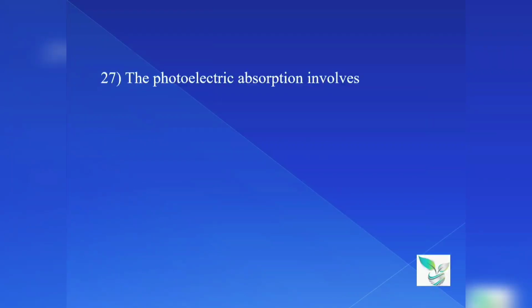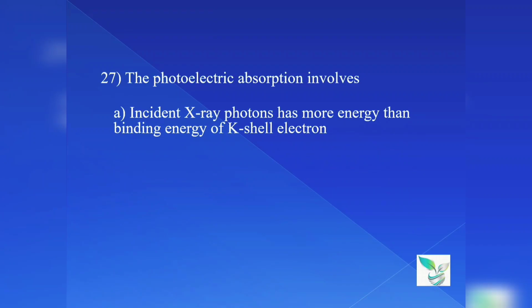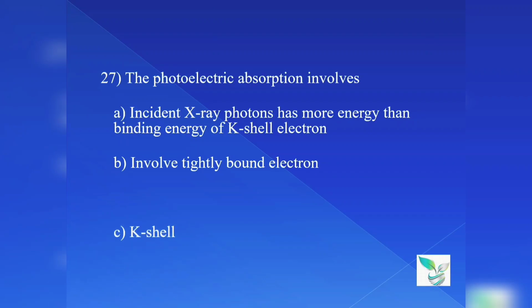Moving on to the next question, question number 27. The photoelectric absorption involves: option A, incident X-ray photon has more energy than binding energy of K shell electron. Option B, involves tightly bound electron. Option C, K shell. And option D, all of the above. The answer is option D.